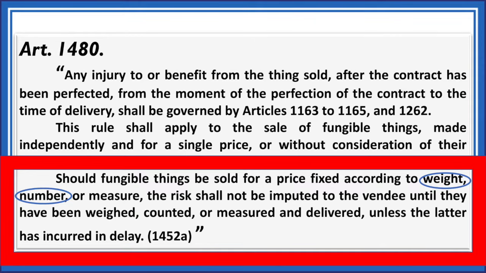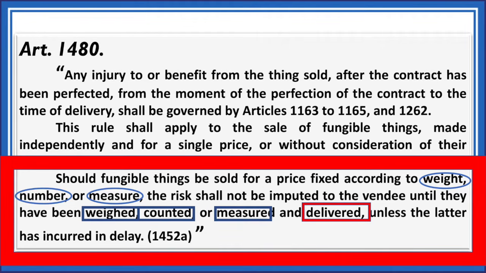Or according to measure. So, 100 pesos per meter. Yung mga ganyang things. Ang sabi, this shall not be imputed to the vendee until they have been weighed, counted, or measured and delivered. So, until such time na yung mga fungible things na ganyan, okay, na wini-weigh, kina-count, or mini-measure, ay hindi pa na-deliver, hindi pa na-weigh, na-measure, or na-count, at wala pang delivery, then it is still the seller who bears the loss. Okay? Fungible things, okay, na binibenta for a price fixed according to weight, number, or measure.